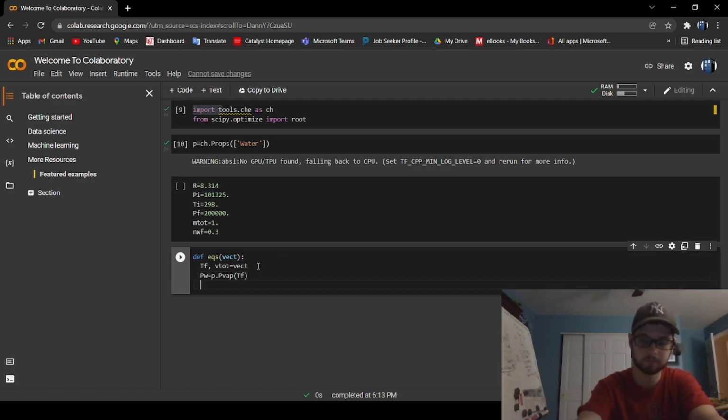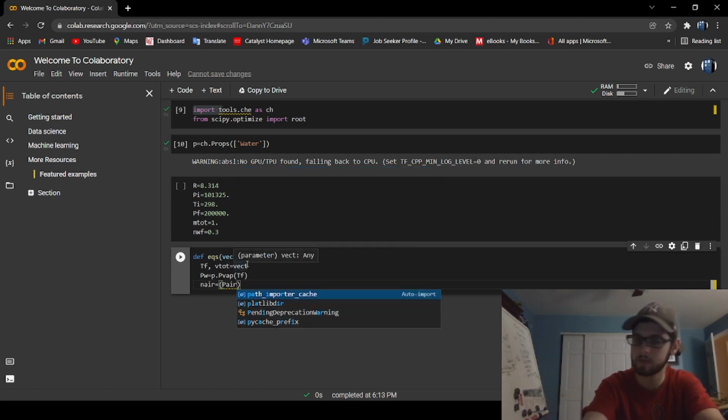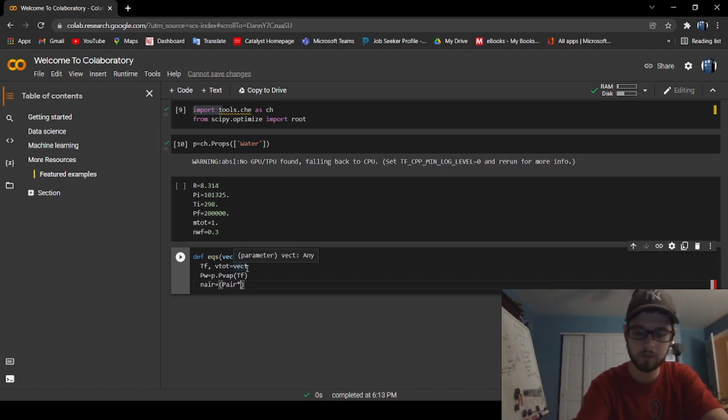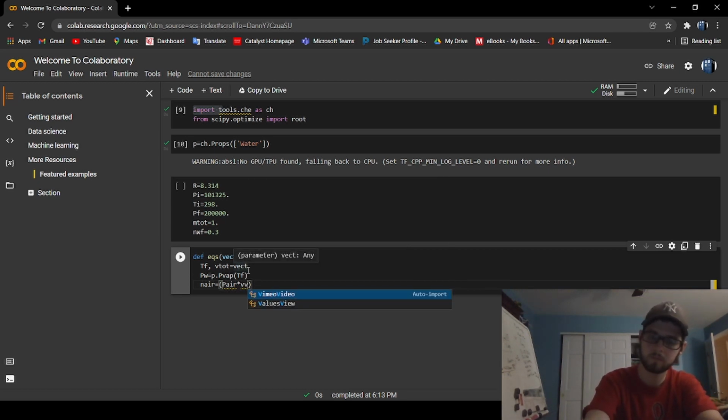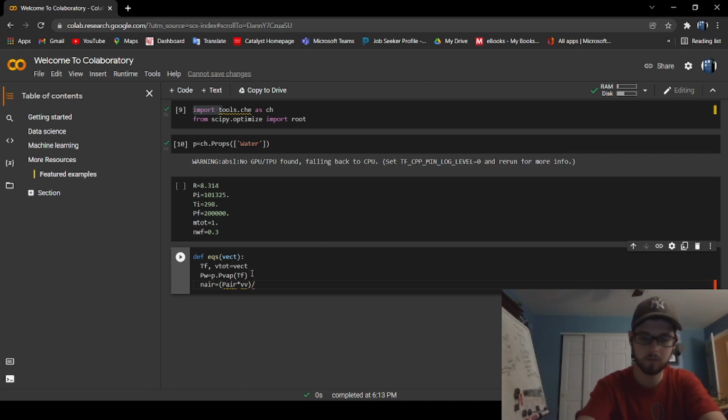And then we're going to have the number of moles of air is equal to P air, pressure of air, times the vapor pressure of water divided by R times TF, or final temperature.